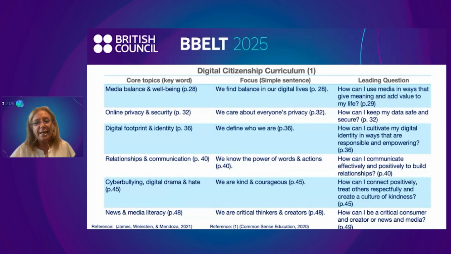Digital footprint and identity, we defined who we are. We're going to go more into depth because one of the stories will deal with this. I find that relationships and communication, we know the power of words and actions, and cyberbullying, digital drama, and hate, we are kind and courageous, tend to go hand in hand. And then news and media literacy, we are critical thinkers and creators. It's a little bit what we were discussing earlier, the critical consumption and creation of information.